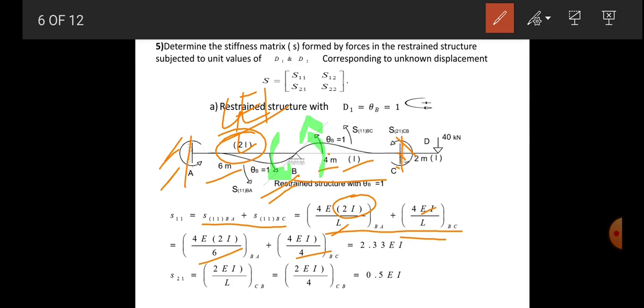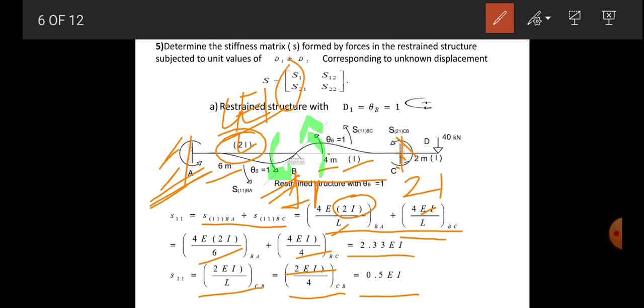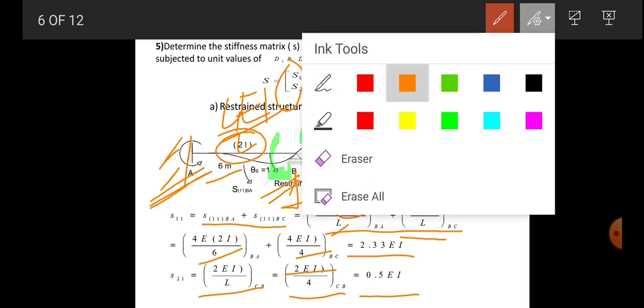So our coordinates or unknowns are at location 1 and at location 2. So what happens at 1 and 2 due to the rotation at 1, that we have to see. There is no coordinate at A, so don't worry about point A, but there is a coordinate at C, so half moment will be carried over, which is 2 ei by L. So that is for CB. The moment of inertia is I, length is 4, so we have the values 2.33 ei and 0.5 ei for the first column by applying unit rotation at 1.